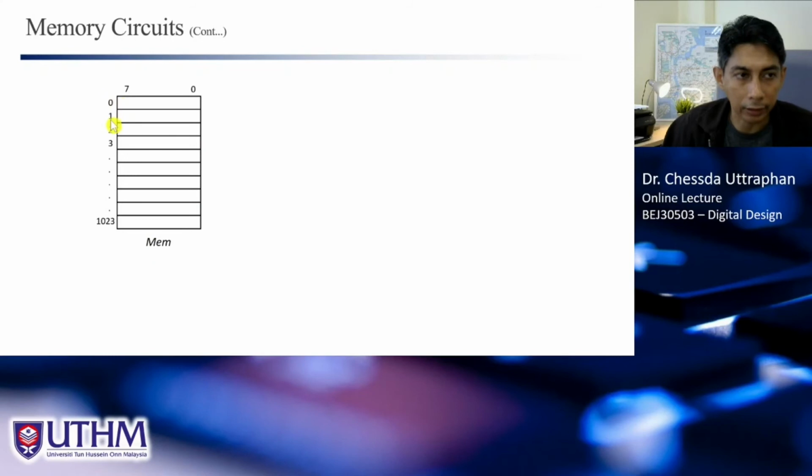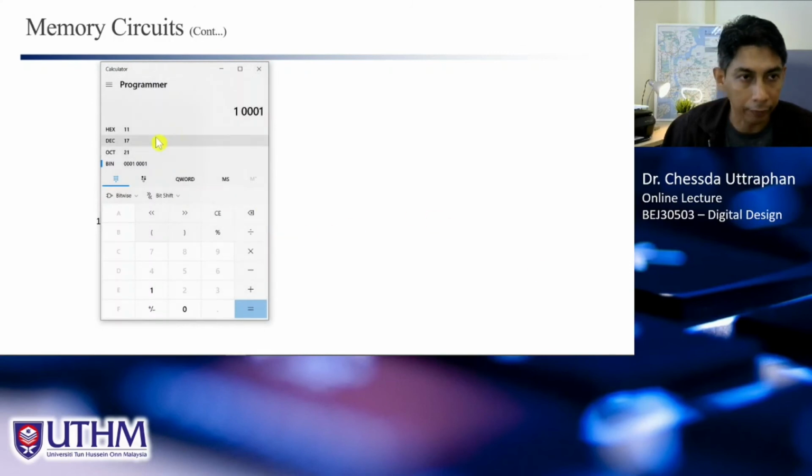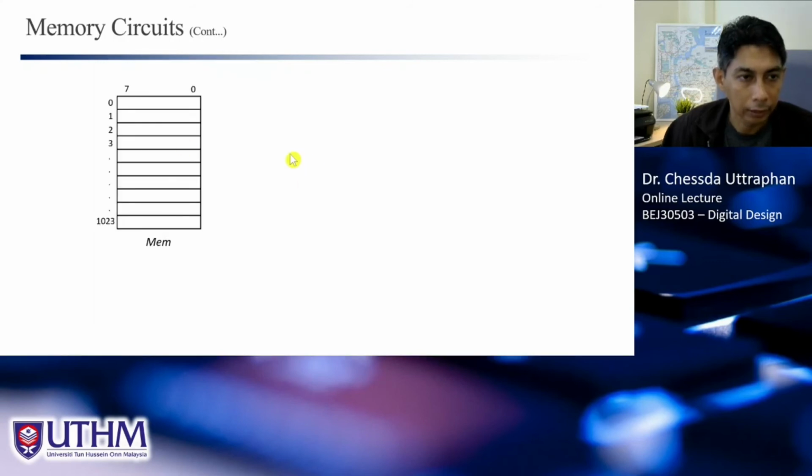And this is called the address. Yeah, this is called a memory address. And we can see that each memory location has a unique address. For example, this one, the address is 0. This one, the address is 1. This one, the address is 2, and so on until the last address, which is 1023. Normally the address will be represented in a binary number or hexadecimal number. So 1023 in hexadecimal is actually 3FF, right?